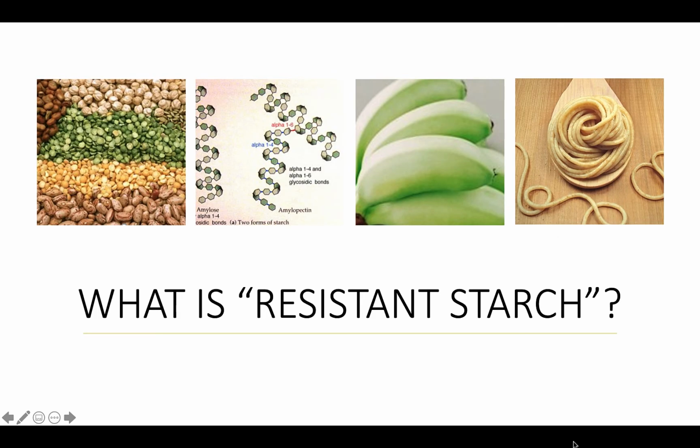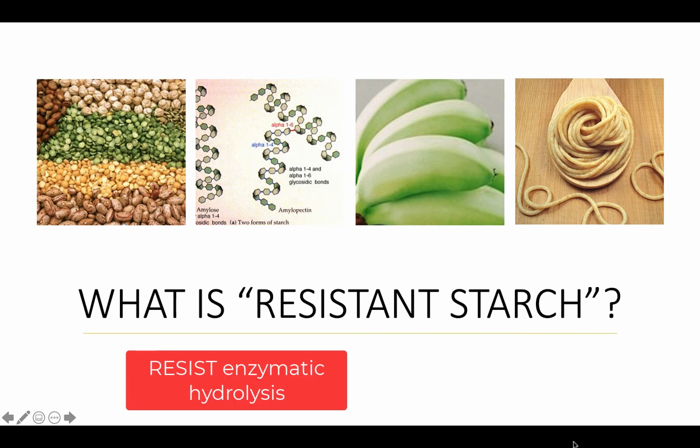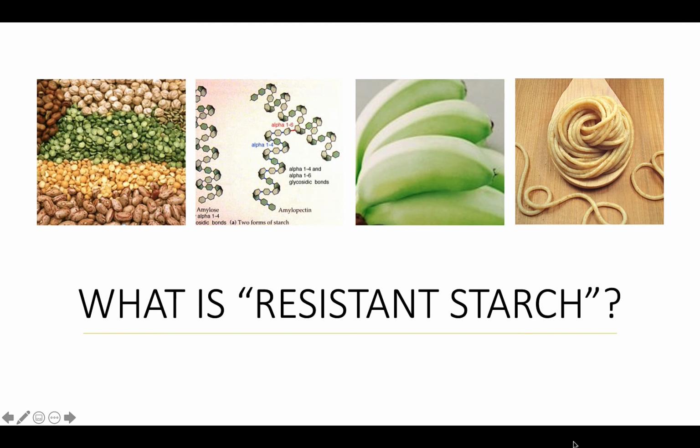But we also have something called resistant starch. Resistant starch is also alpha-linked glucose molecules, but it resists enzymatic hydrolysis. So these alpha-linked starch molecules are not broken down by the body, and they pass from the small intestine into the large intestine and are broken down by the bacteria in the large intestine. I will talk to you in class about prebiotics.